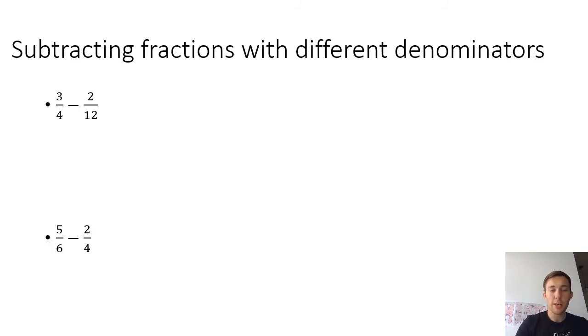Okay, again, we're going to look at some other questions where we can try and do this mentally, but we must make sure that our denominators are the same. That is crucial for today's learning.